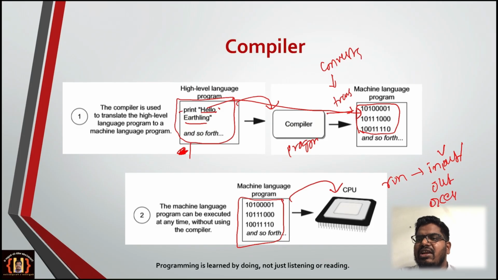What are the operations? I already told you: logical operations and arithmetic operations. Arithmetic operations are addition, subtraction, multiplication, division. Logical operations are and, or, not, and so on. These operations are performed on this particular binary data, and then it will give you back the output. This we call running or executing the program. Now this is how a compiler works.